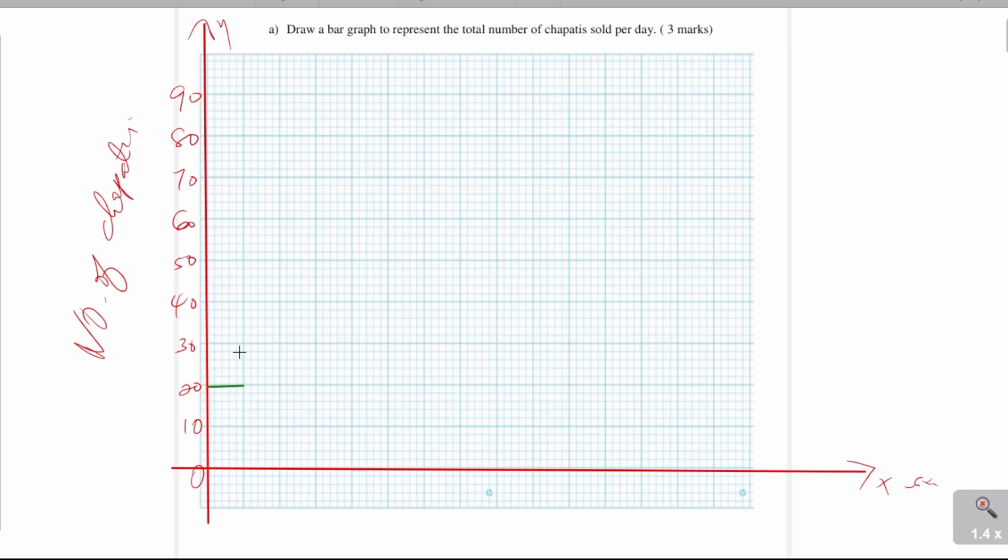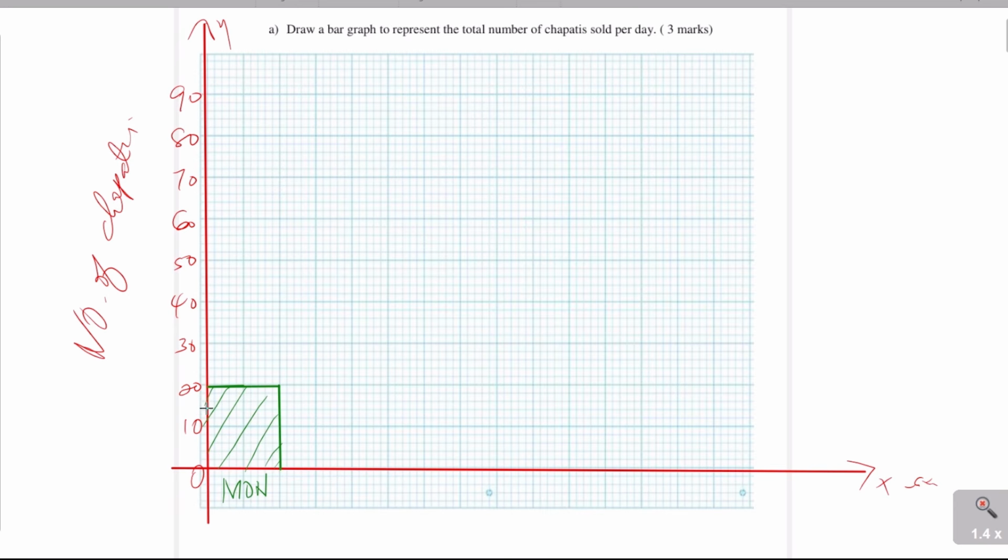So I can decide to use 2 centimeters for that. So that will still be enough. So that is Monday. 20 chapatis are sold. Then for Tuesday, we got there were 48.